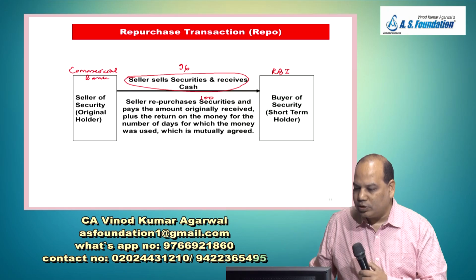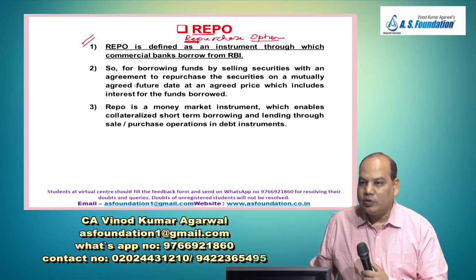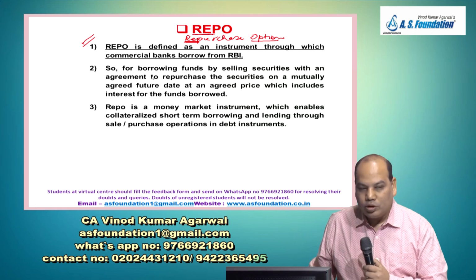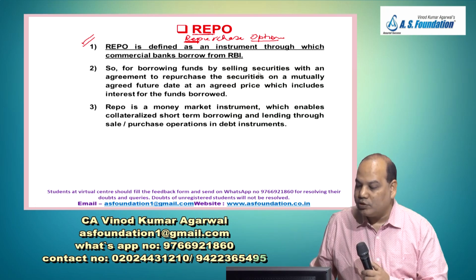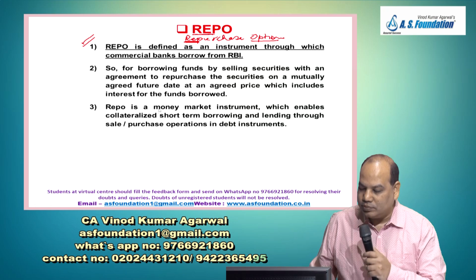Okay, now I'll go back to point number 2 and 3 again. After you have understood the diagram, it is easy to understand the paragraphs. So, borrowing funds by selling security with an agreement to repurchase the security on a mutually agreed future date at an agreed price which includes interest for the funds borrowed. So maybe today they will receive 96, after 6 months they have to repay 100 rupees.